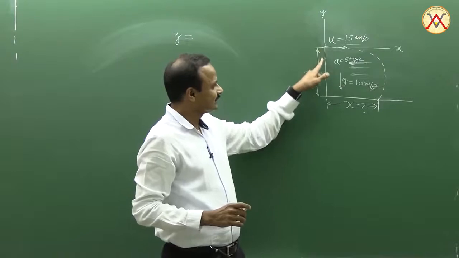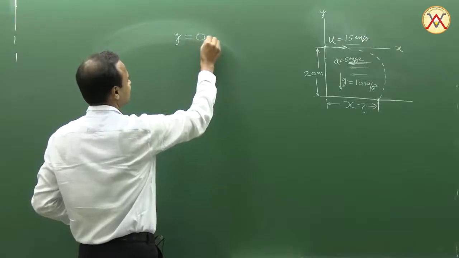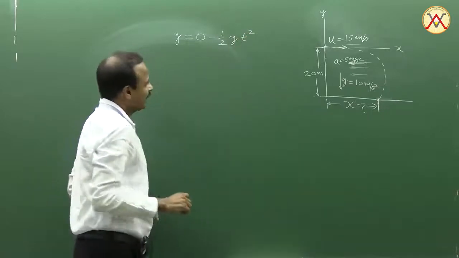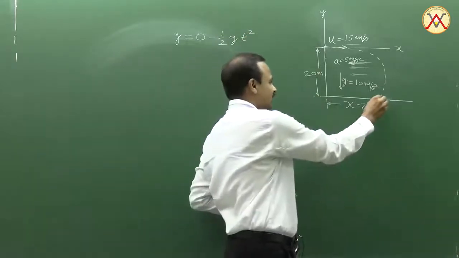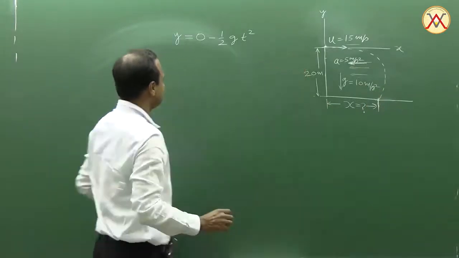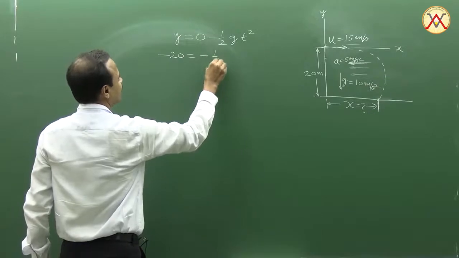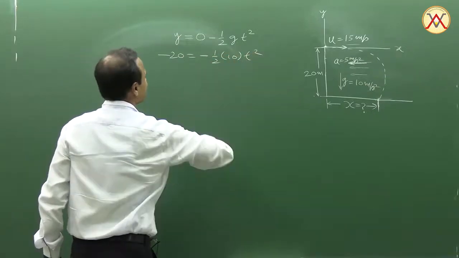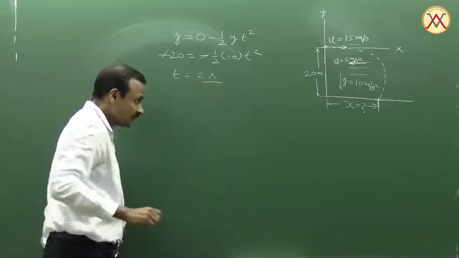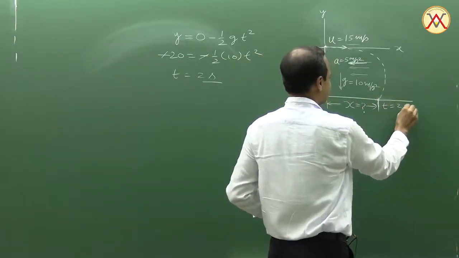Now u_y is 0 because the particle is launched horizontally. So the first term becomes 0, minus half g t squared. The value of y when the particle hits the ground here will be minus 20, because it is 20 downwards. So minus 20 equals minus half g, which is 10, into t squared. This gives us t equal to 2 seconds. So now we know that the particle is hitting this point at t equal to 2 seconds.